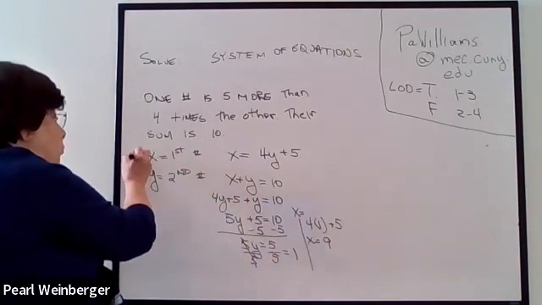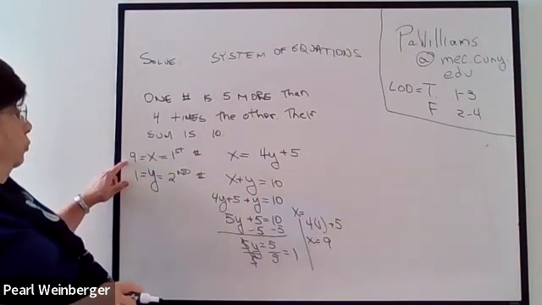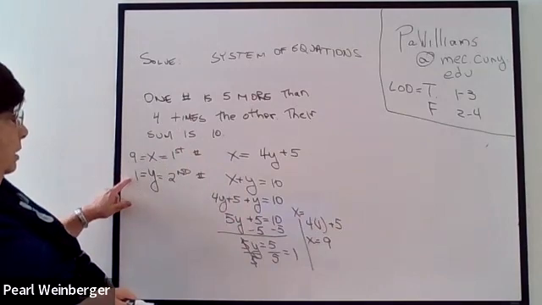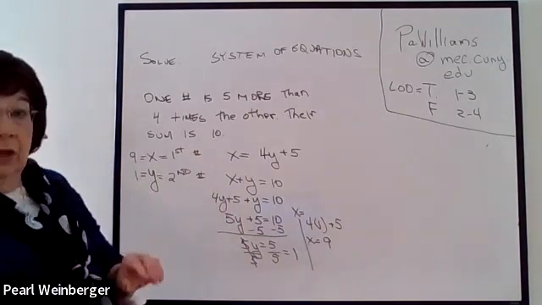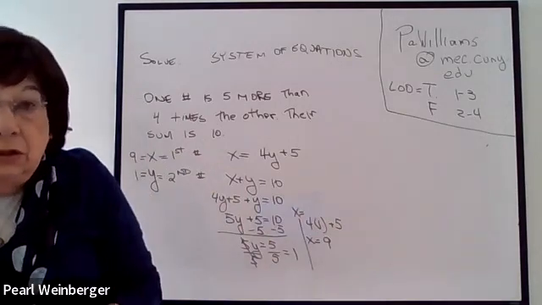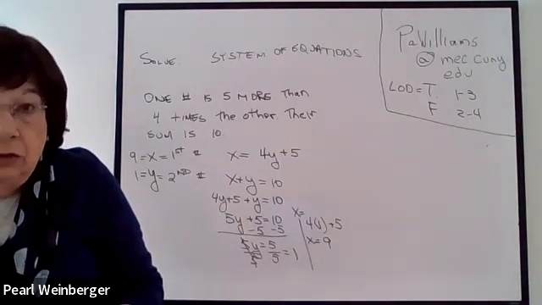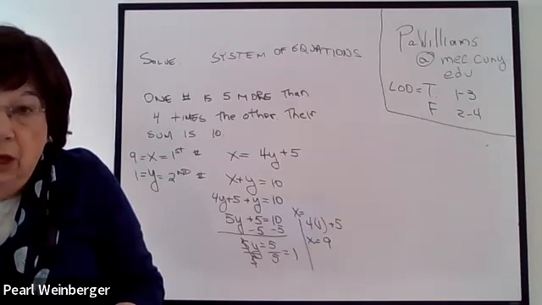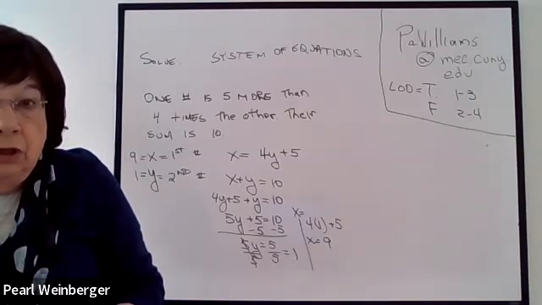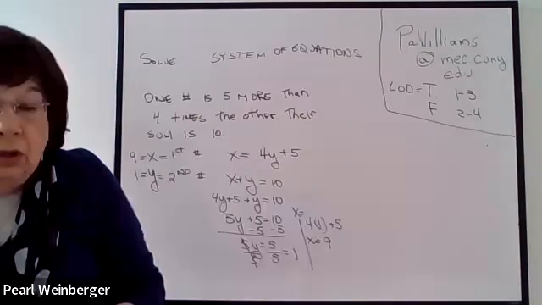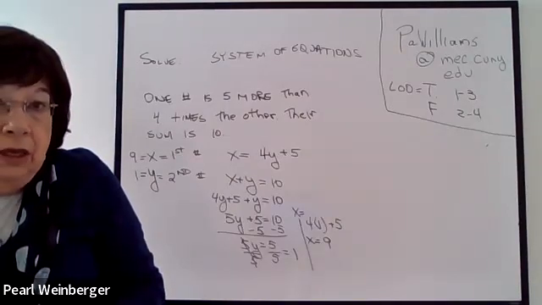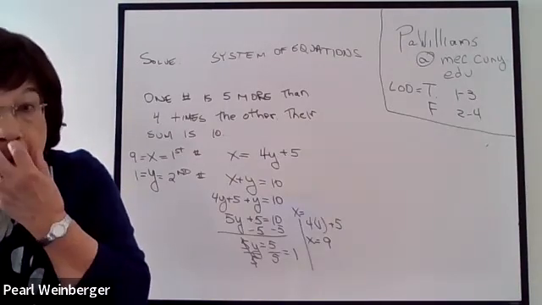And now I have my two answers. My first number was 9, and my second number was 1. And that's the answer to the system of equations. So notice we used our knowledge of algebra to solve this word problem. Okay, I'd like to do one more of these type.